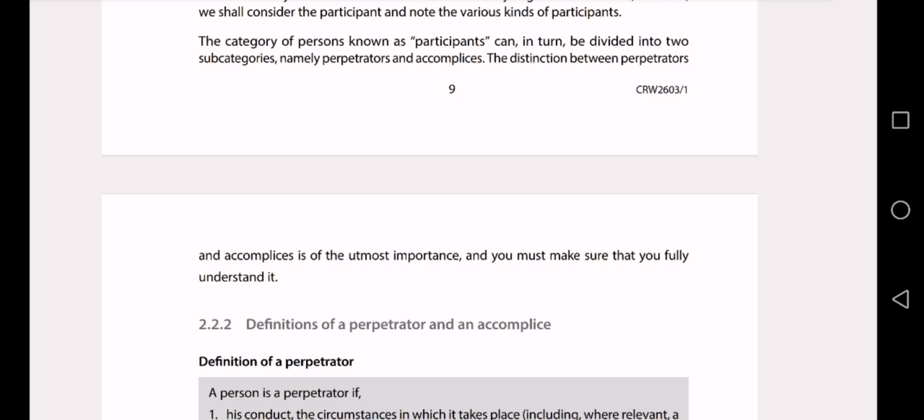The category of persons known as participants can in turn be divided into two subcategories, namely perpetrators and accomplices. The distinction between the perpetrator and accomplice is of the utmost importance, and you must be sure that you fully understand it.